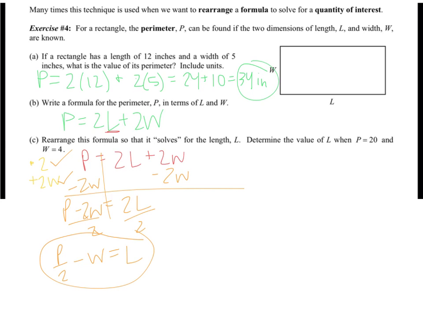So there we are. But the next part of this question says, determine the value of L when P equals 20 and W equals 4. So if P equals 20 and W equals 4, what is L going to be? So we plug 20 in for the P and 4 in for the W. So 20 divided by 2 is 10. So my length is 6.